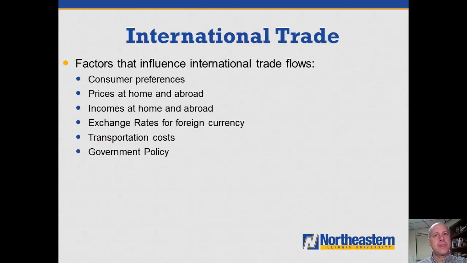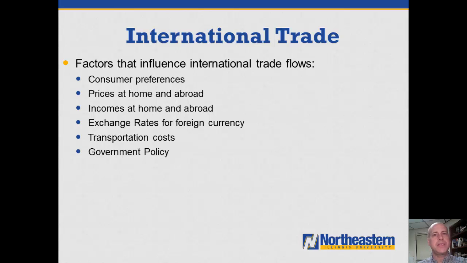There are a number of factors that influence the amount of international trade that happens over a given period. The first thing to talk about is consumer preferences. When consumers have a taste for foreign goods, say imported Italian sports cars or something like that, then this will lead to increases in international trade. If we have, say, a Buy American campaign where tastes and preferences are for American goods, then consumer preferences will reduce the amount of international trade.